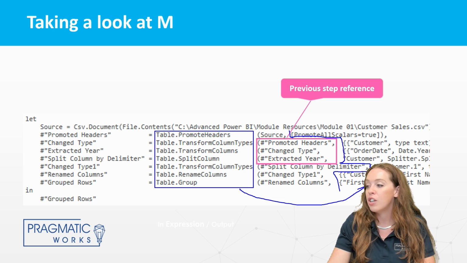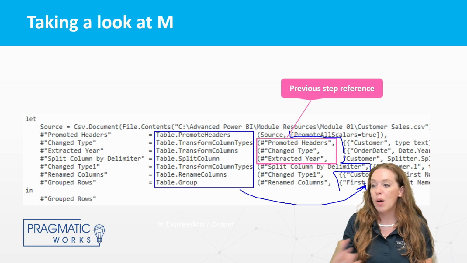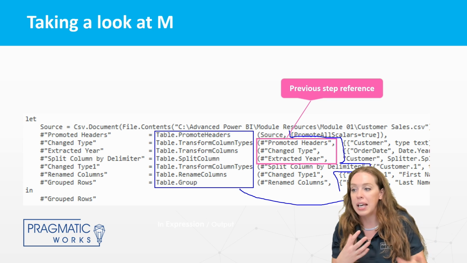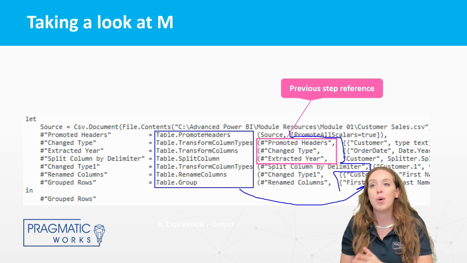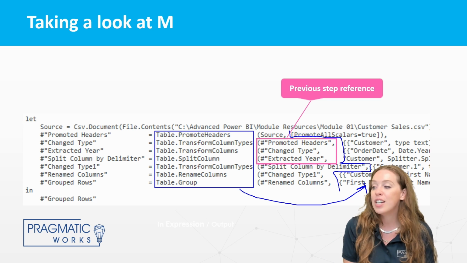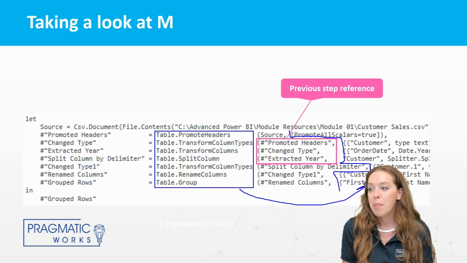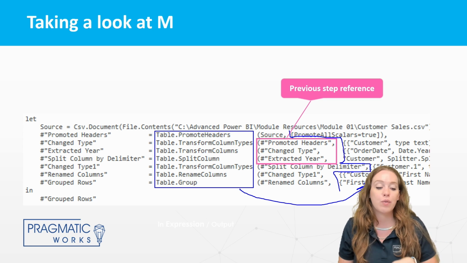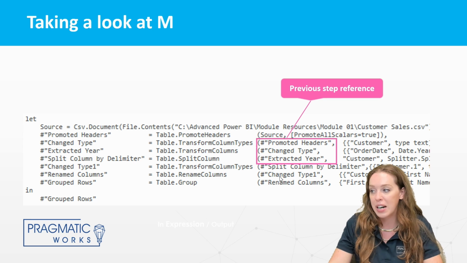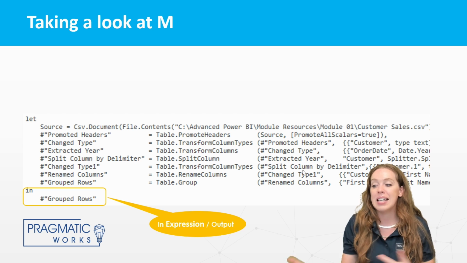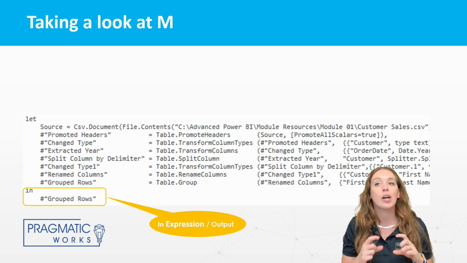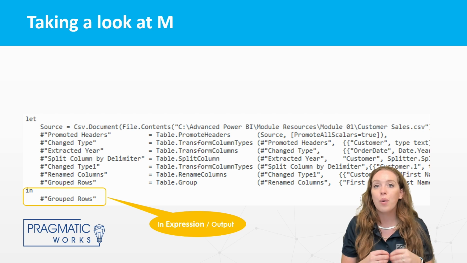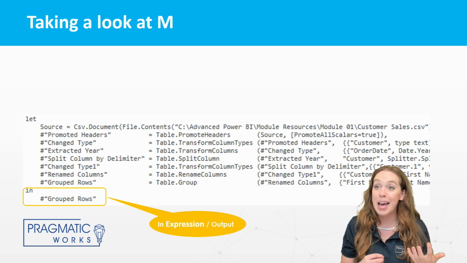So to actually do all the steps, all of the details of, okay, what column did we split, or where did we promote our headers, we're just going to jump over that previous step reference to get the details for that. But sandwiched in between there, we're always referencing our previous step. And then we end things out with our in expression. This is our output. So all of our instructions are in our let expression, and then to finish it off, our in expression. Look at that, it is our very last applied step that we're referencing there.